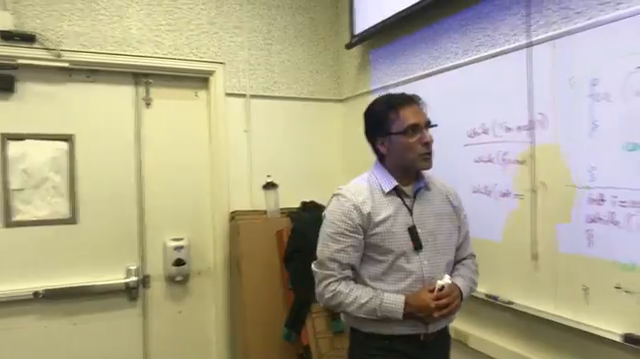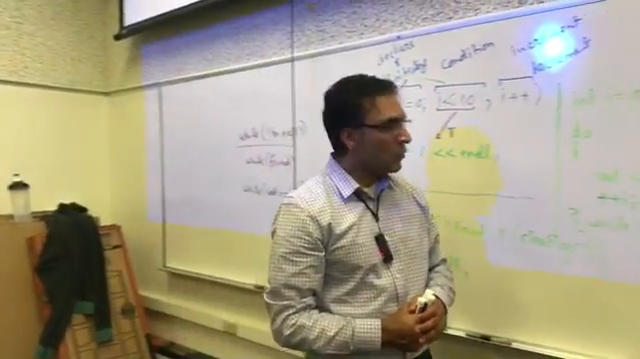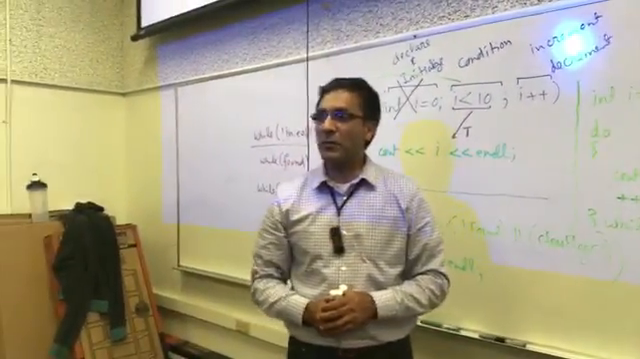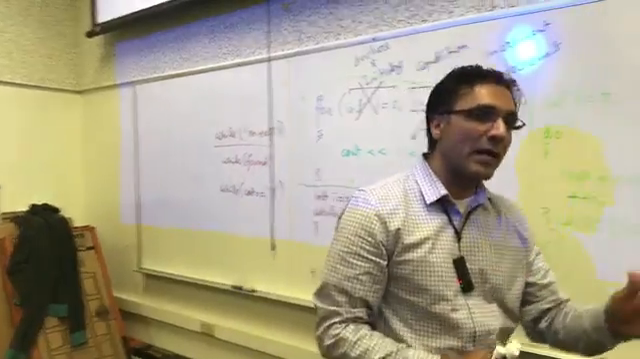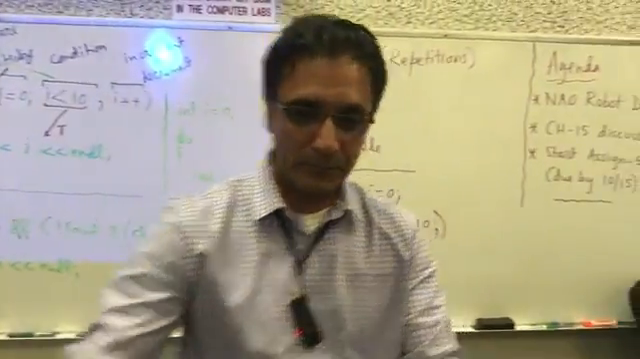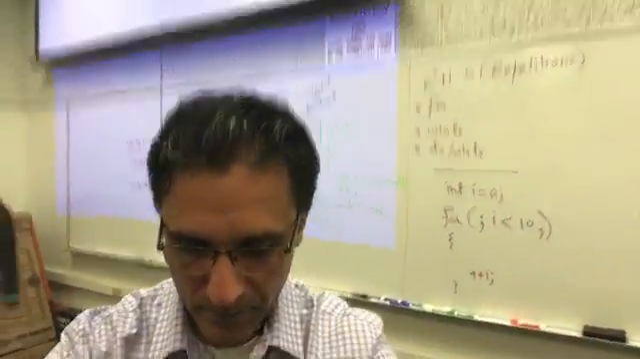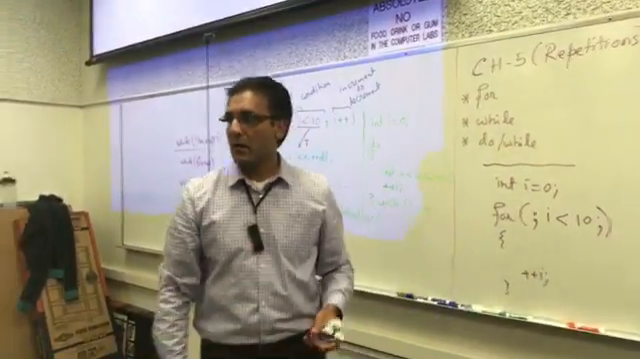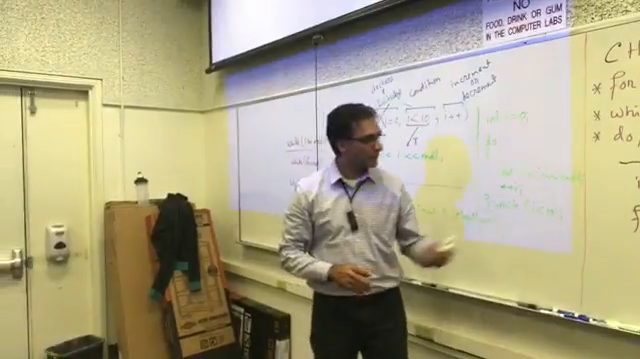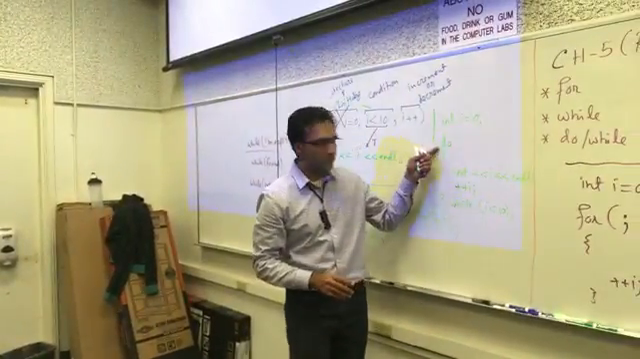Lastly, there's another loop called the do while loop. Now, the do while loop is similar to the while loop. Does anybody know the difference between while and do while loops? What is the difference between those two loops? Yeah, please. The do while is guaranteed to execute at least once.